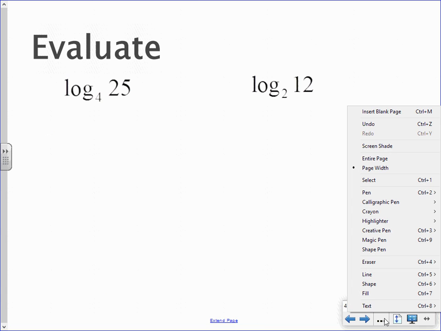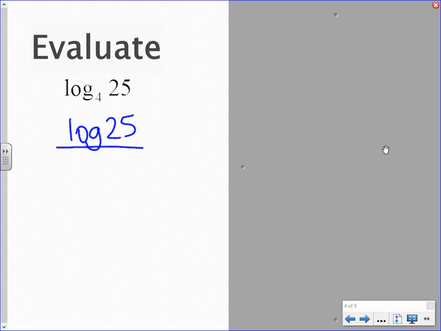So first, with your calculator, I want you to evaluate log base 4 of 25. So you're going to take log of 25 divided by log of 4. The number inside is usually the bigger print number. The base is the subscript. The base is always what goes in the denominator.